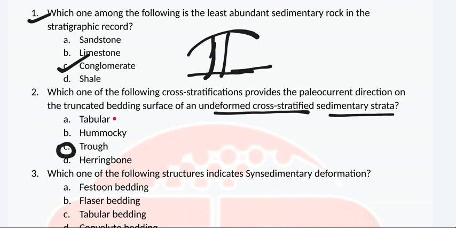Tabular has a planar bedding surface. It doesn't have a truncated bedding surface, but tabular also gives you the paleocurrent direction. Hummocky cross stratification is produced in marine conditions, so it contains wave cross bedding, the cross bedding produced by wave ripple, so it doesn't give you the direction. It is a bidirectional thing. Similarly, herringbone is also a bidirectional structure produced by bimodal current direction. So the answer will be trough cross bedding.